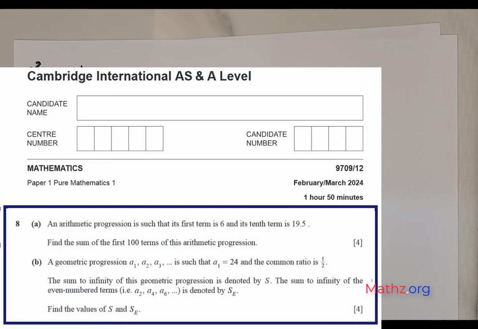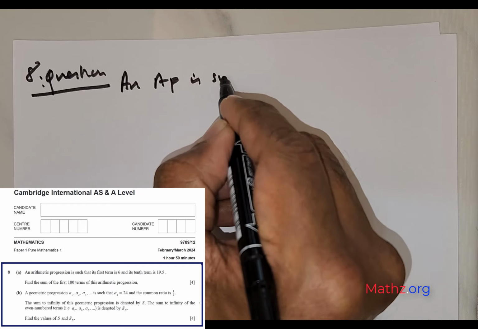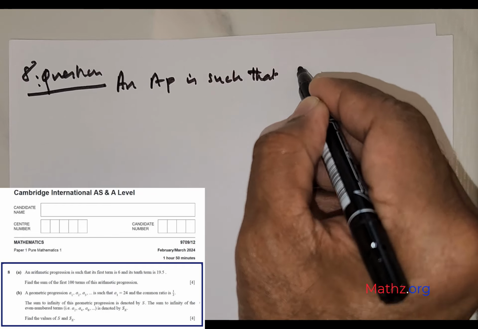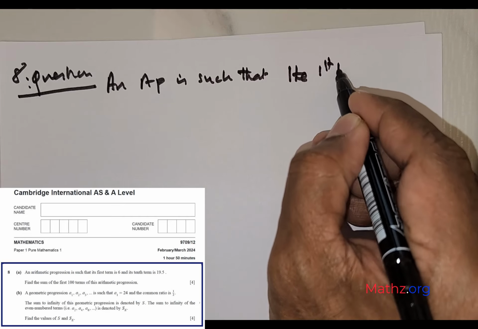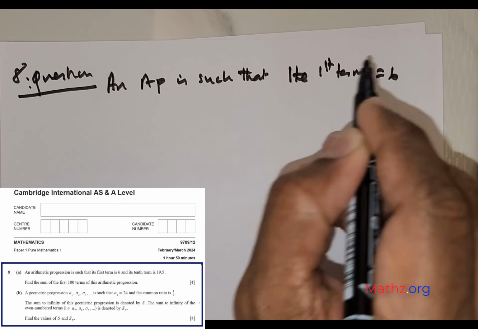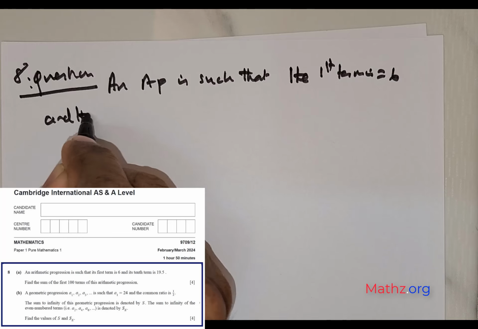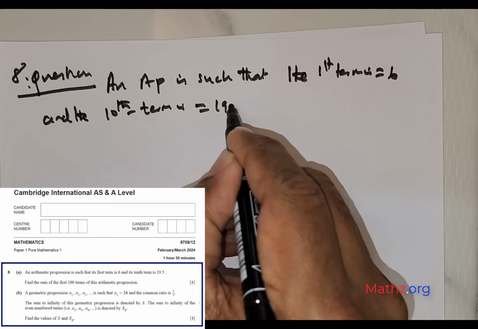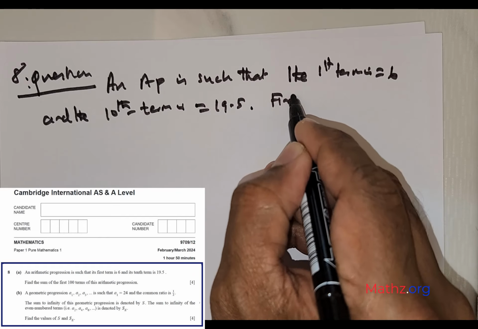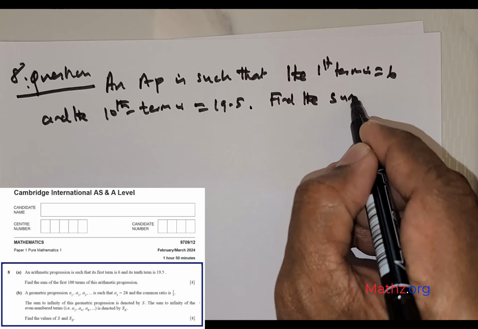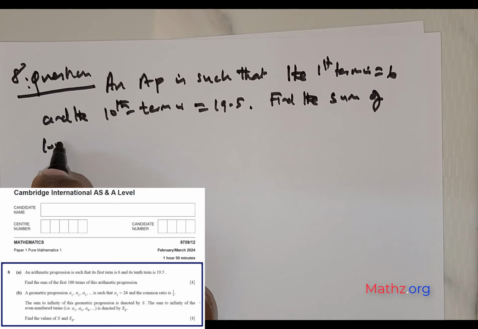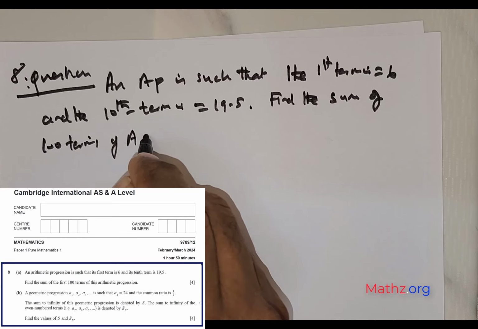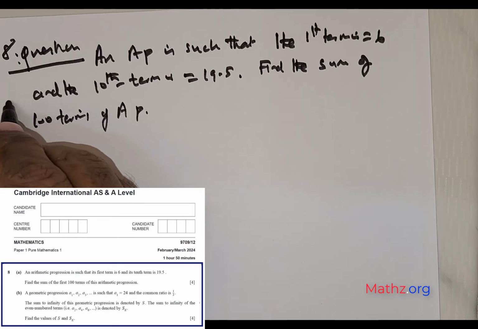Students, this is question number 8. Let me write this question down. An AP is such that the first term is 6 and the 10th term is 19.5. Find the sum of 100 terms of the AP. So this is the first part.